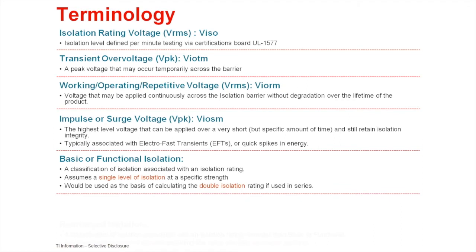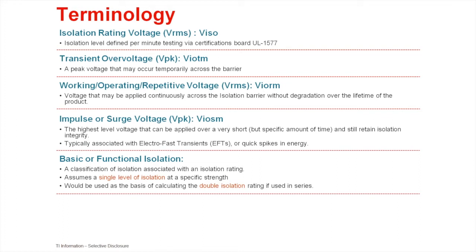Next, we have basic or functional isolation. This is an isolation level associated with the isolation rating voltage. It's a classification of the isolation that your isolator is capable of having or withstanding. It usually assumes a single level of isolation. Using two basic or functional devices in series can create what is called a double isolation rating, and this value can be used in the calculation of that value.